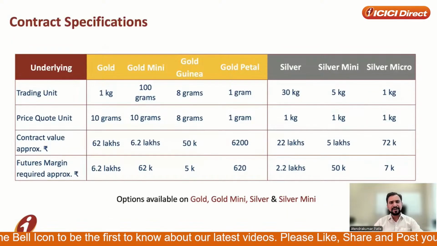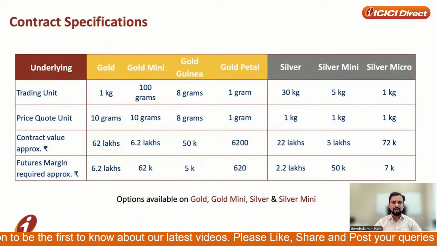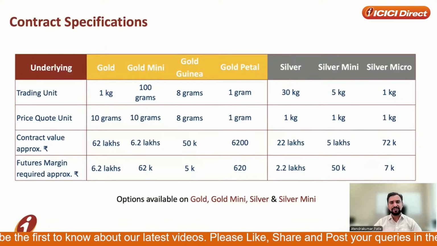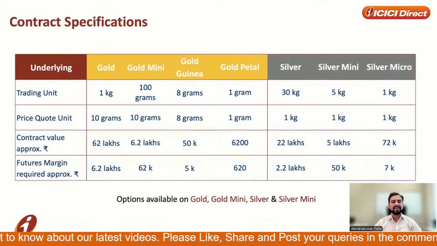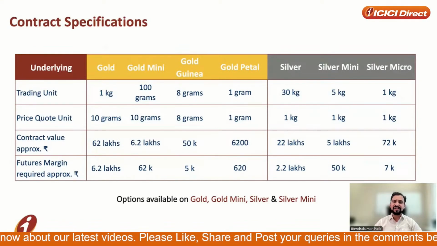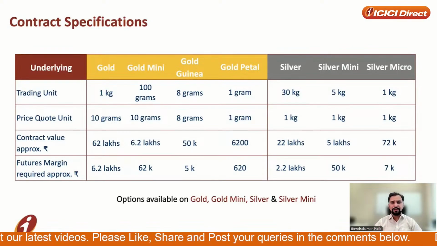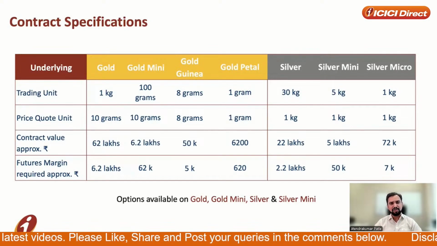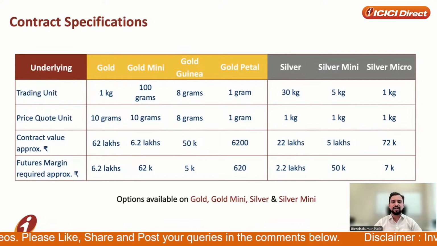This is the brief about the gold and silver contracts. There are four variants of gold: gold, gold mini, gold guinea, and gold petal. Gold is a 1 kg contract. Gold mini is a 100 gram contract. Gold guinea is an 8 gram contract, and gold petal is a 1 gram contract. You have the choice of where you want to start or trade. So you can start with 1 gram as a demo trade also.